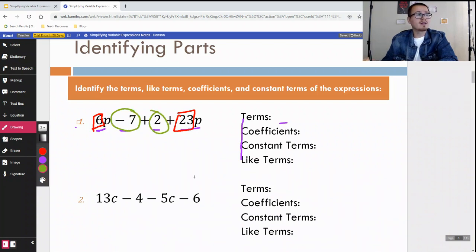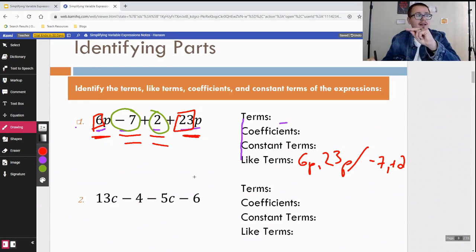And then like terms. Well, take a look. You have 6p and you have 23p. You can add those together because they're the same thing. They have the same variable term. And then you have -7 and +2. You can add those together because those are like terms. Now, notice how I underline the variable terms once and I underline the constant second. That's a way that I keep track, because sometimes you don't have these fancy pen colors that I have right now. So pause it again, do number 2.